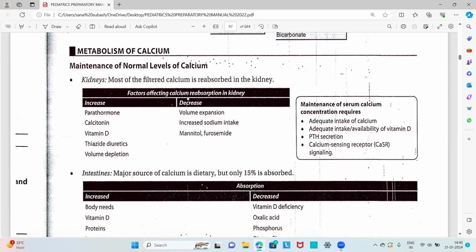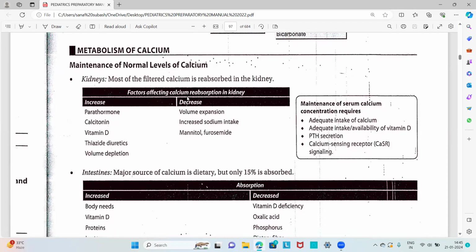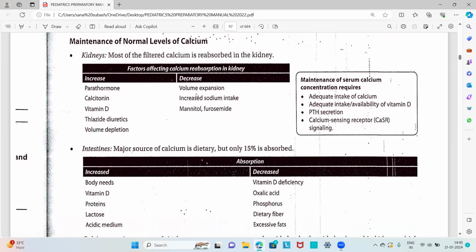Then we also described the metabolism of calcium in that picture. So once again, maintenance of normal level of calcium: in the kidney, most of the filtered calcium is reabsorbed. The factors which increase calcium reabsorption in the kidney are parathormone. As we already discussed, if the calcium level in the blood is decreased, it acts as a stimulus for the parathyroid gland to produce parathormone. Then calcitonin decreases the calcium level. Then vitamin D, thiazide diuretics, and volume depletion increase it, and volume expansion, increased sodium intake, mannitol, and furosemide cause a decrease.